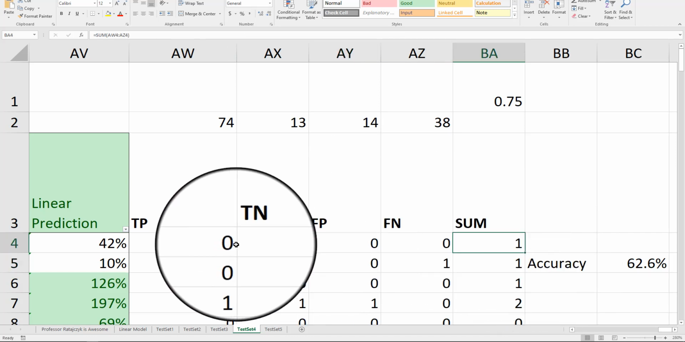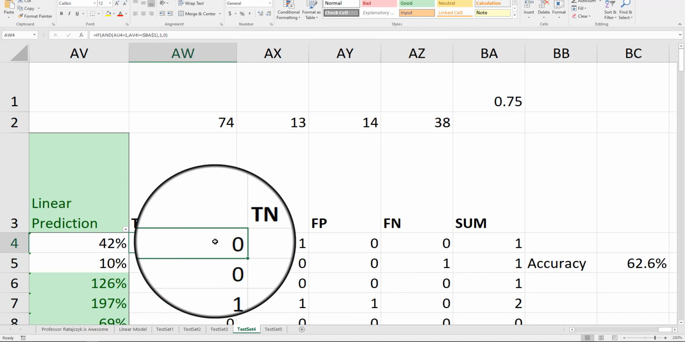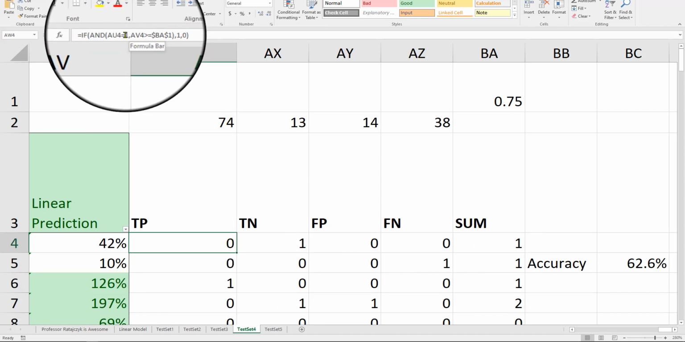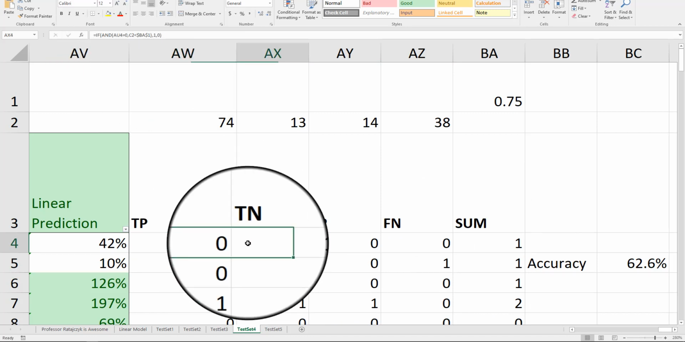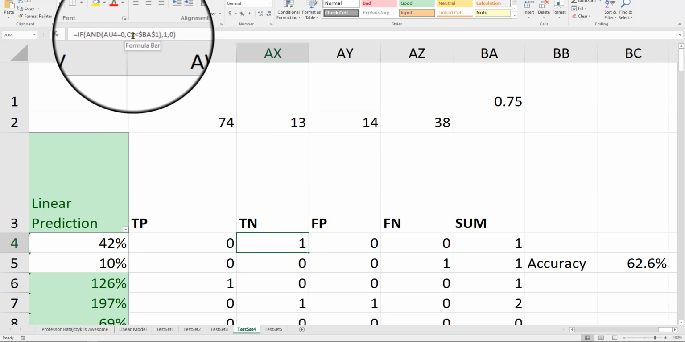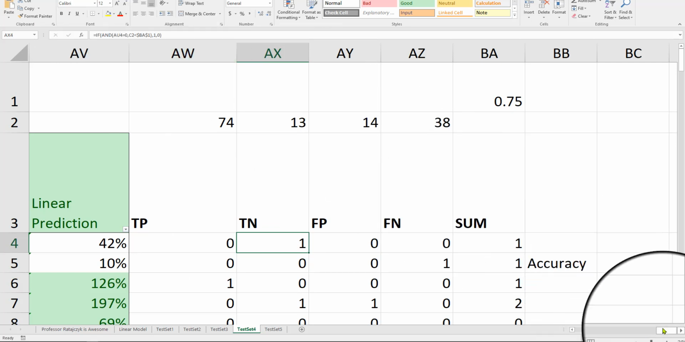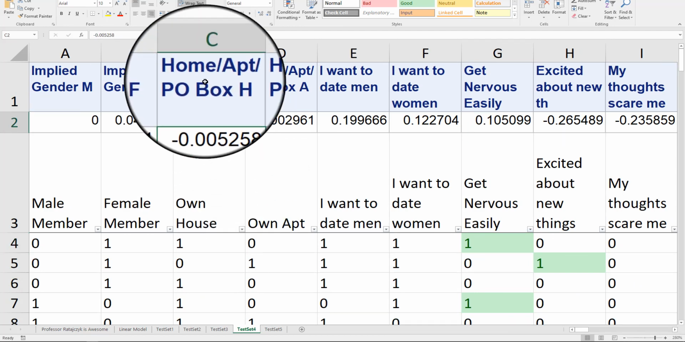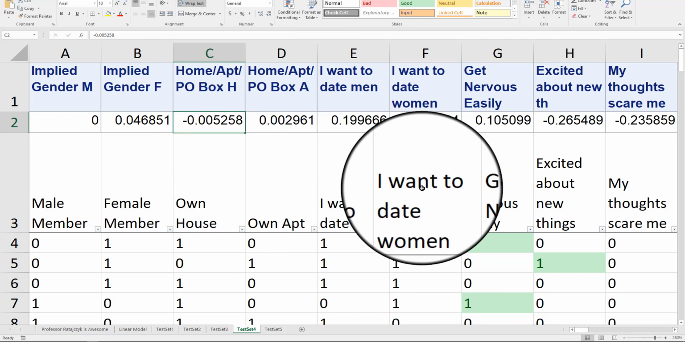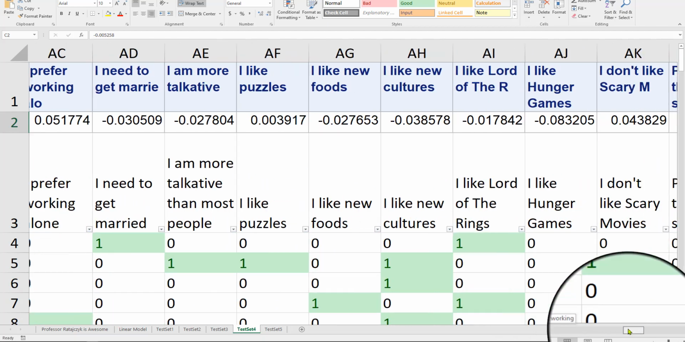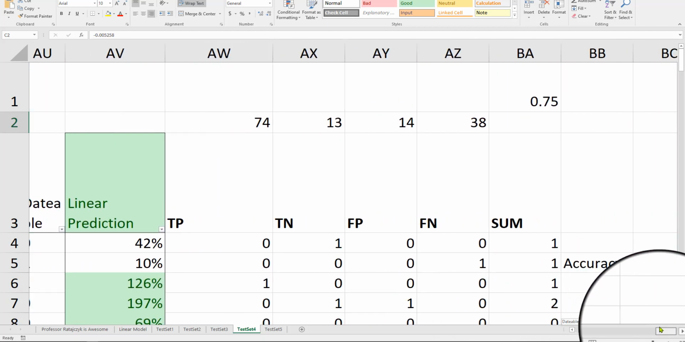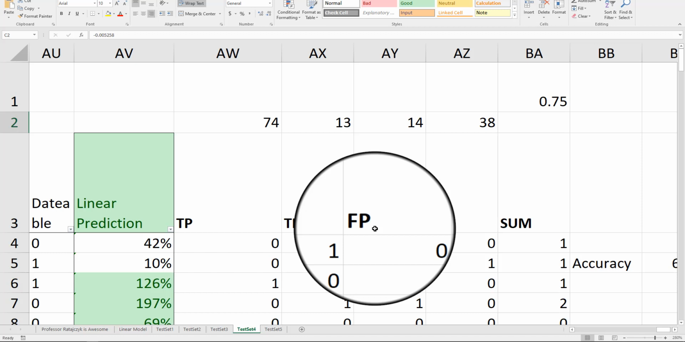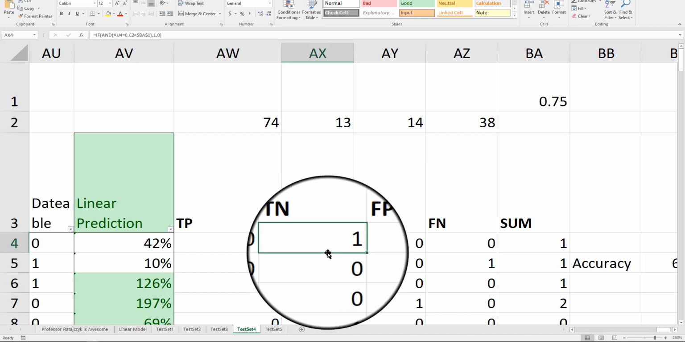Now let's actually take a look here. I've got my reference of AU and AV. Over here I've got AU and C2. Well, what in the world is C2? It's actually the parameter estimate for home, apartment, PO box, home. So right there we know we have a problem. Doesn't mean that's the only problem, and that's where, 99 out of 100 times, you spend most of your work, is you don't know if that's the only problem.